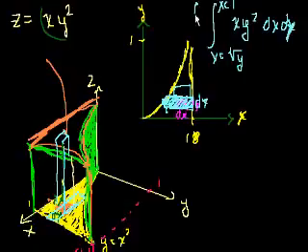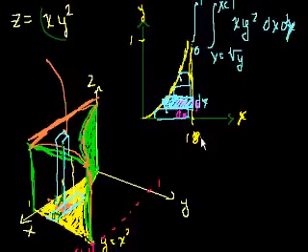So now, what is the lower bound on the y-axis if I'm summing up these rectangles? Well, the lower bound is y is equal to 0, right? So we're going to go from y is equal to 0 to what? What is the upper bound? To y is equal to 1. And there you have it.